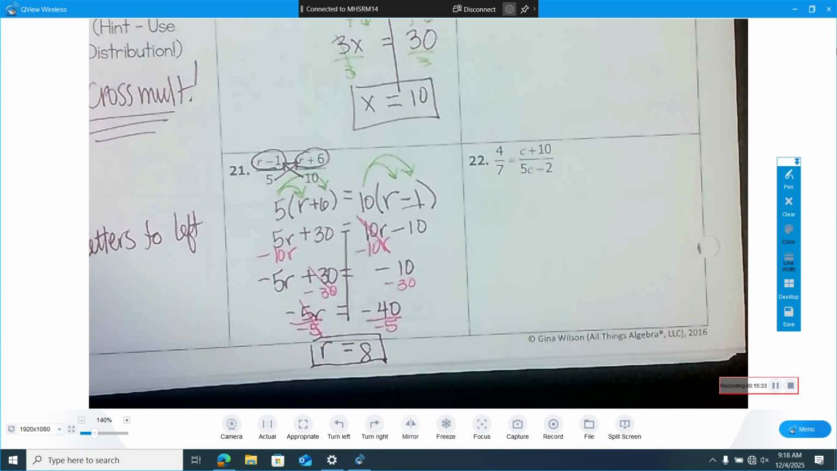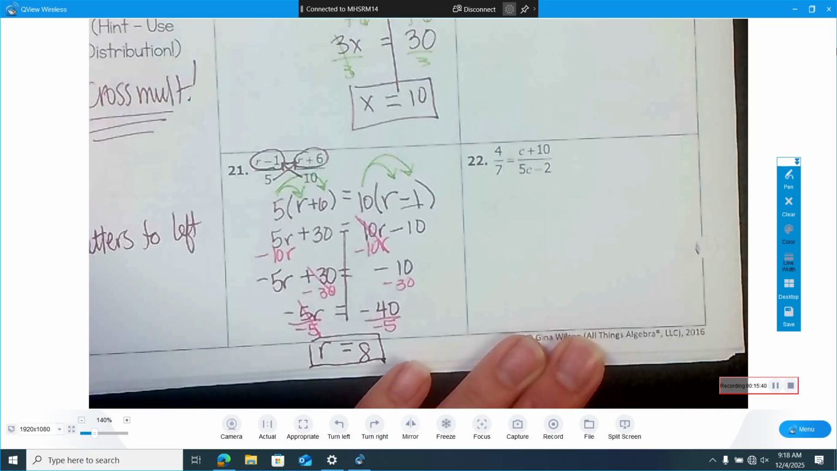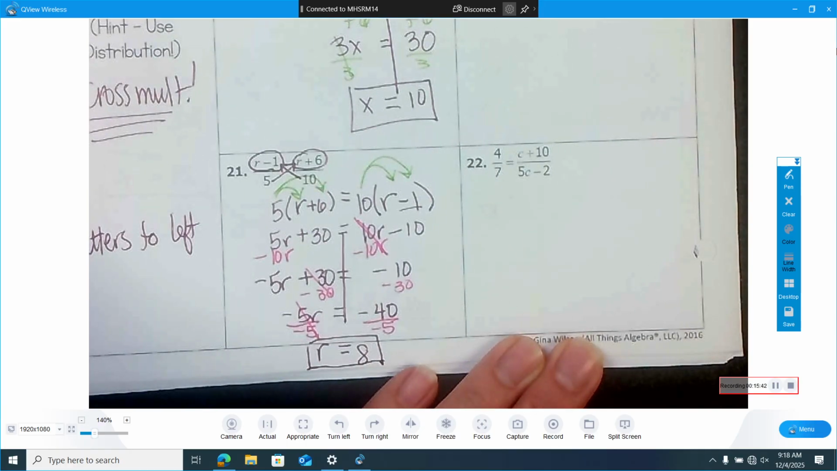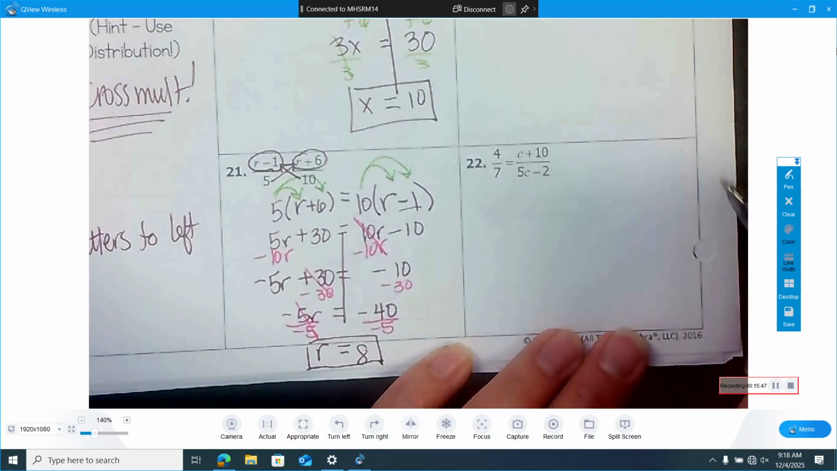All right. Questions on that one? All right, one more of those just to set it in there. I don't know what you're doing on your computer, but I hope you're writing all this down.